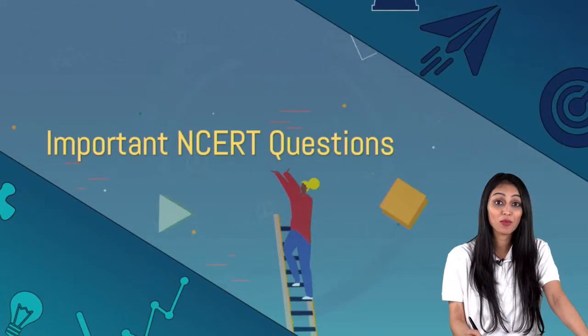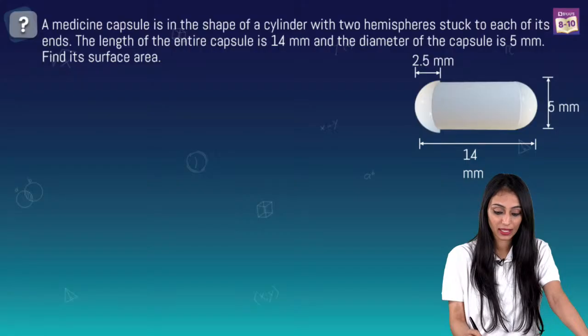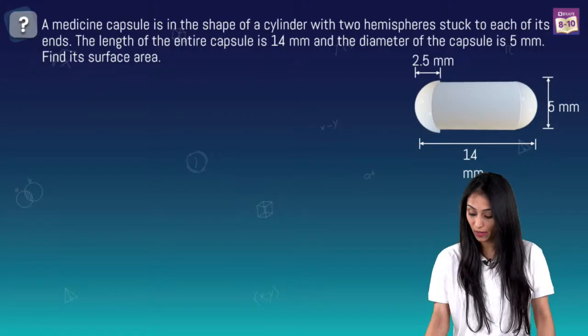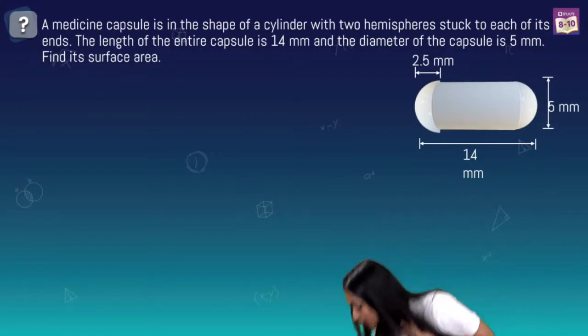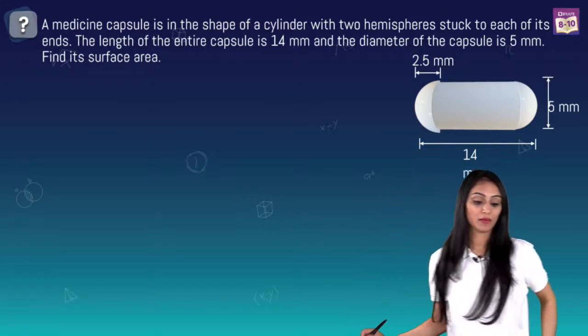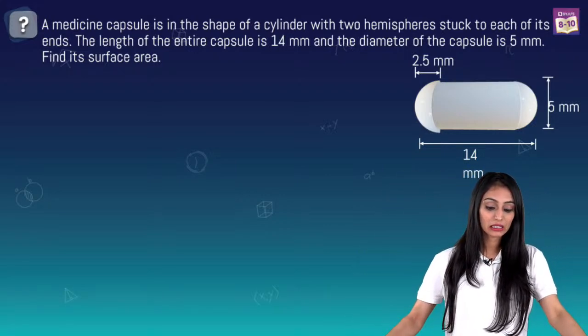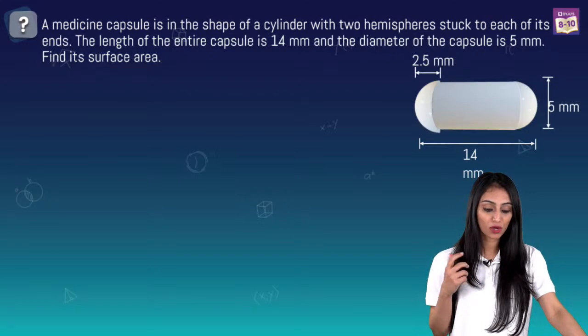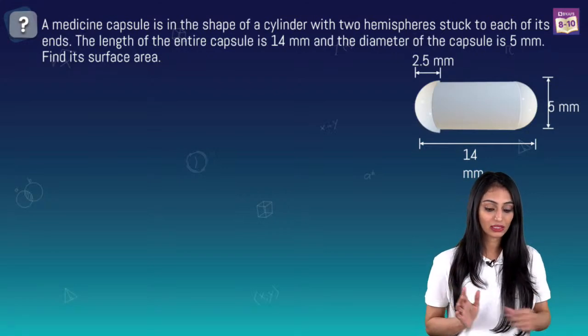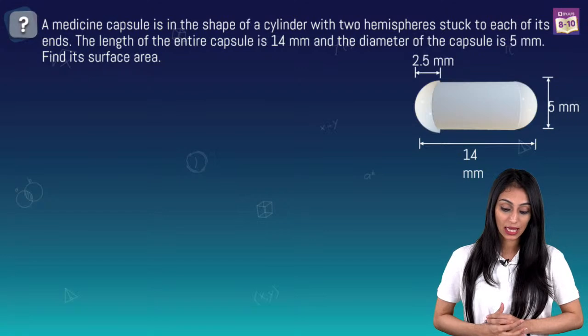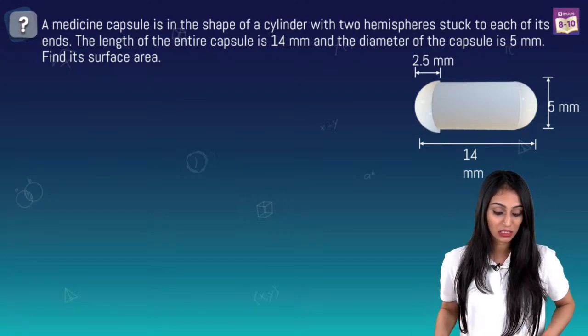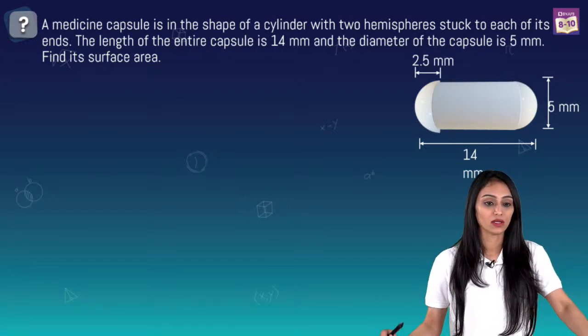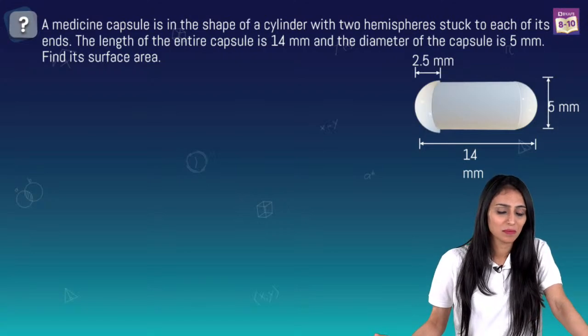Now let's discuss some important questions from NCERT. So here we go. A medicine capsule is in the shape of a cylinder with two hemispheres stuck to each of its ends. The length of the entire capsule is 14 millimeters and the diameter of the capsule is 5 millimeters. Find its surface area.